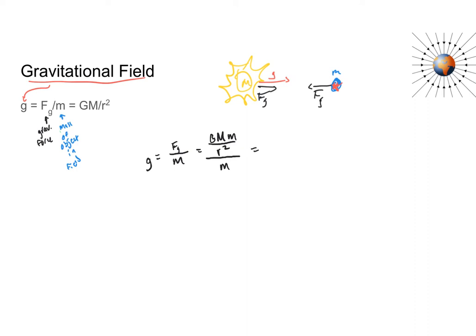So when we simplify that, that gives us G times M times little m over r squared times another little m. So those little m's cancel, giving us that little g is equal to GM over r squared, where big G is our gravitational force constant, M is the mass of the object creating the field. And I want to really make sure that I emphasize this. So again, big M is the mass of the object creating the field.